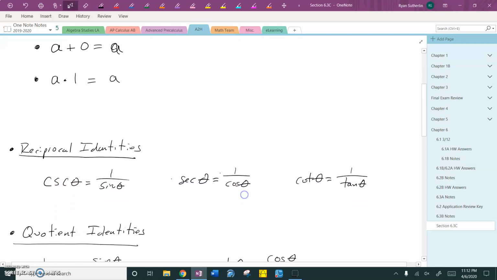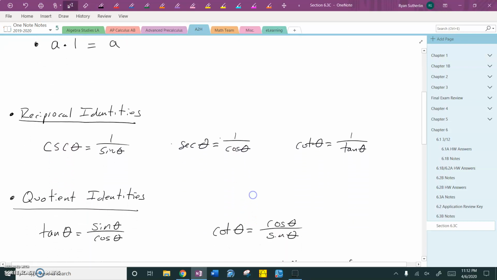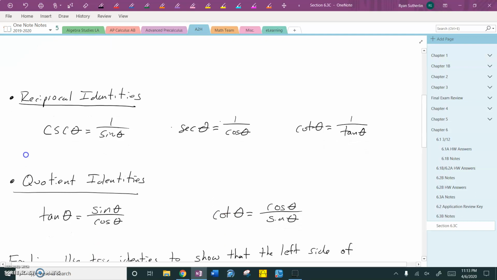The second type of identities we already talked about when we talked about the unit circle: tangent of theta is y over x, and on the unit circle that was sine of theta over cosine of theta. So we can always write tangent as sine over cosine, and cotangent is cosine over sine. Now, let's see how these are used.